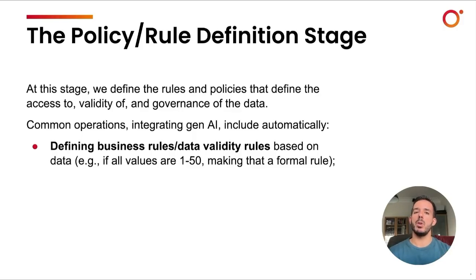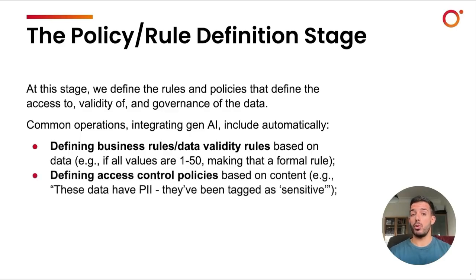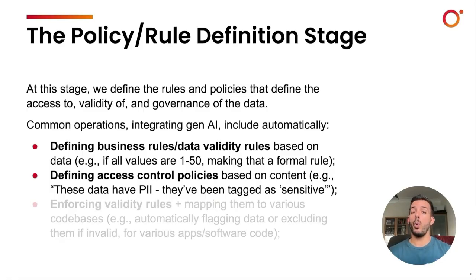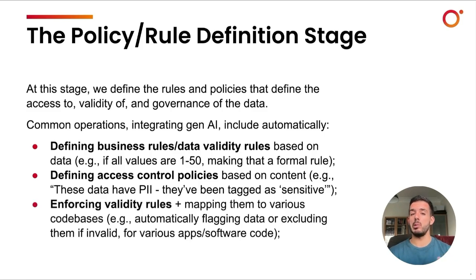All values must be between 1 and 50 for this specific feature. Or defining access control policies in terms of data privacy based on the content, right? For example, this dataset has personally identifiable information within it, so the dataset has been tagged as sensitive data. Or actually enforcing those validity rules or mapping them to various code bases as we covered, right?